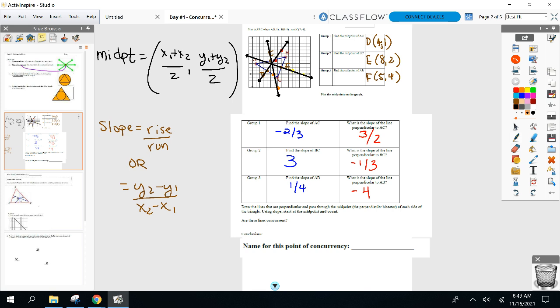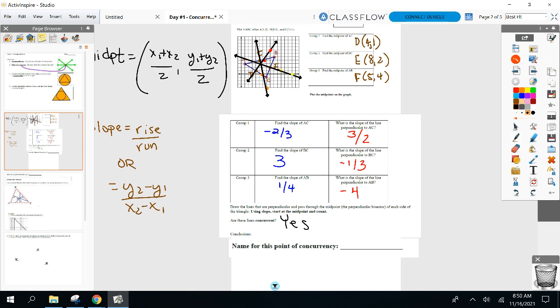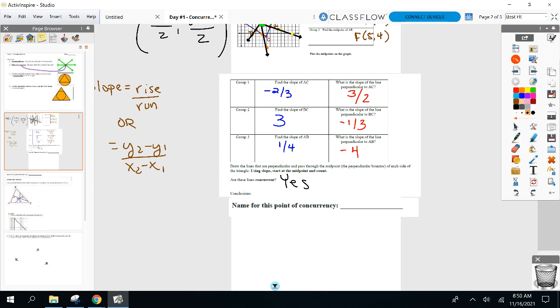Correct. So are these lines concurrent? I'm just going to write yes. I would like to write darn right, but we'll just put it there. Yes, they are concurrent. And see where they're all concurrent at? This point of concurrency, I got a name for it. This is your big vocabulary term for the day. The point where all three perpendicular bisectors meet is called the circumcenter.